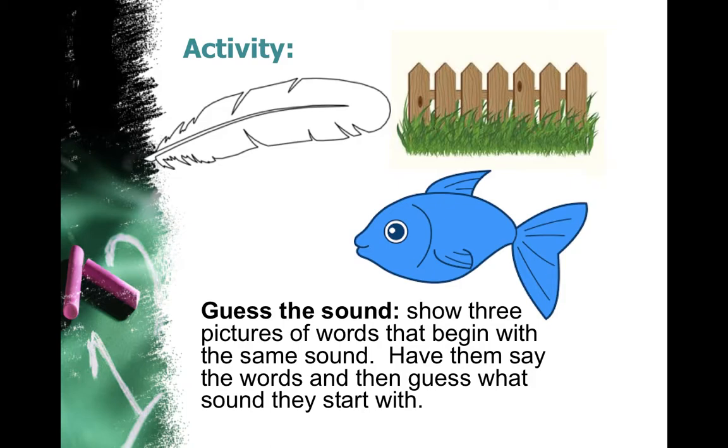One activity could be guessing the sound. So using picture clues, you might show them 3 pictures. You'd have them say the pictures. So this is a fish, fence, feather. And then get them to guess what they all start with.